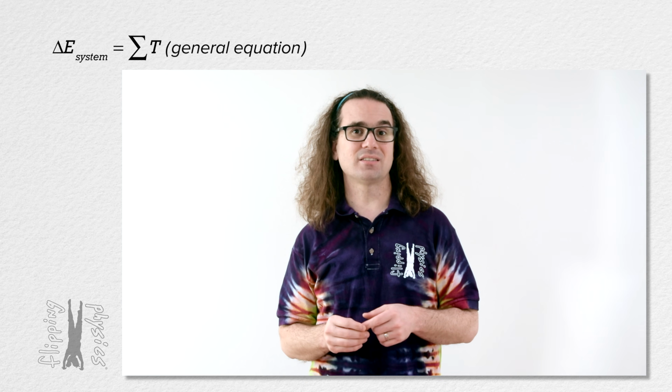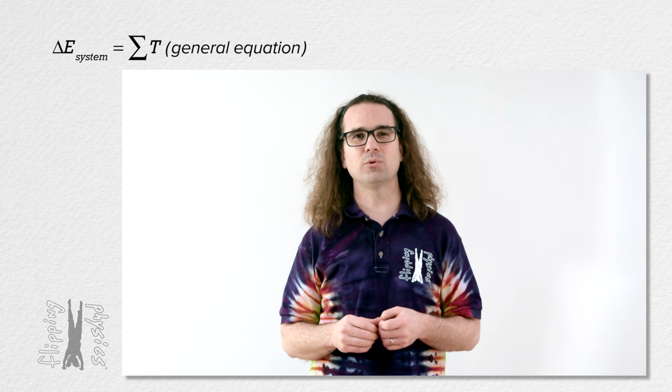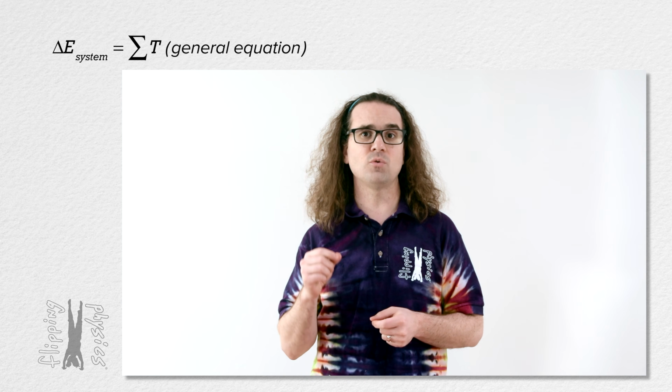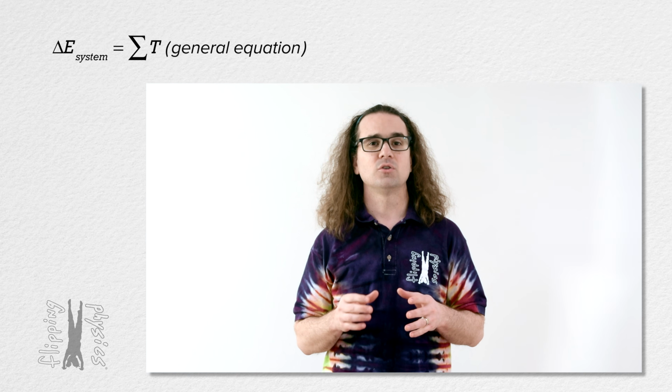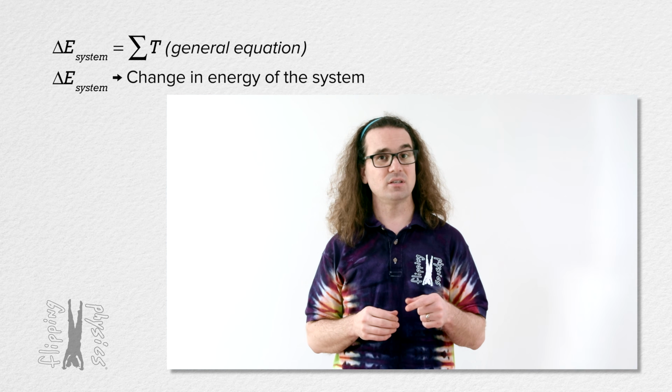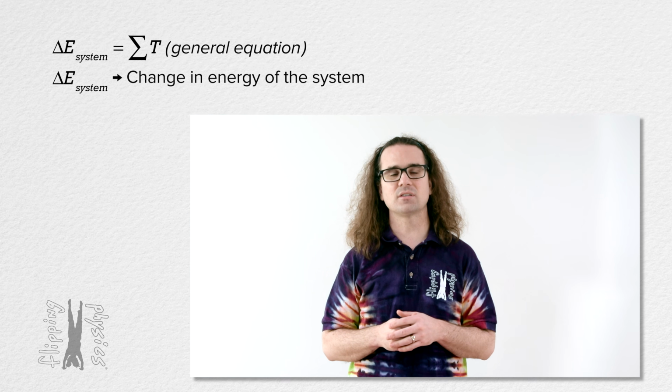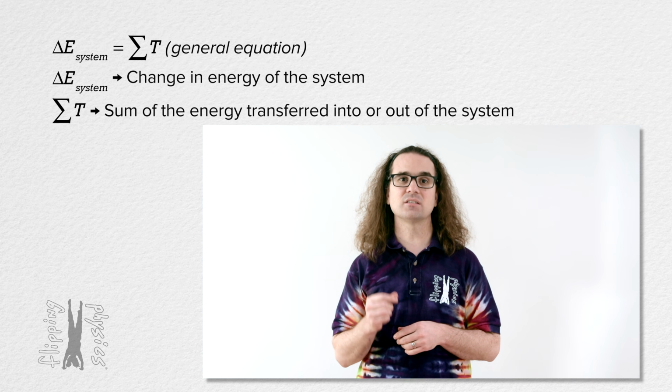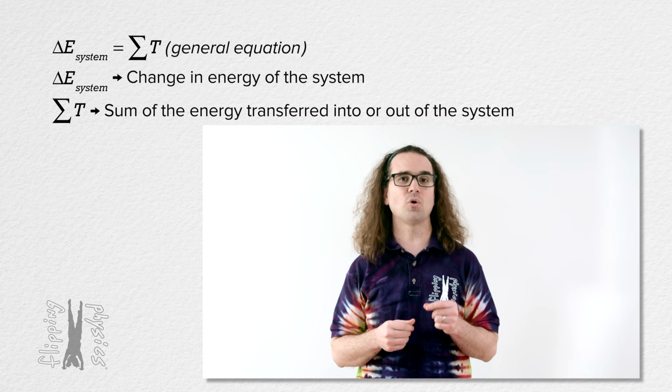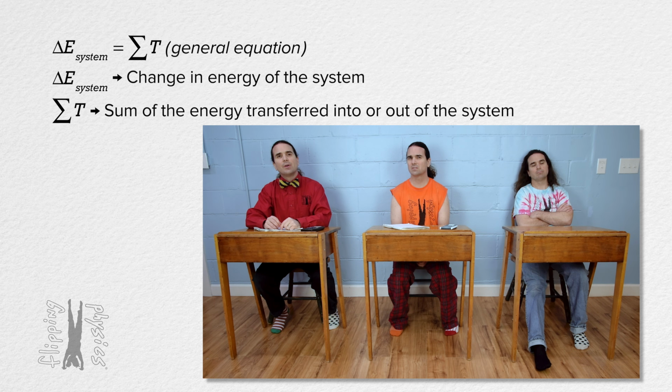This equation states that the change in energy of the system equals the net energy transferred into or out of the system. To be clear, delta E subsystem is the change in energy of the system, and sigma T is the sum of the energy transferred into or out of the system. So the change in energy of the system is equal to the amount of energy that is put into or taken out of the system.